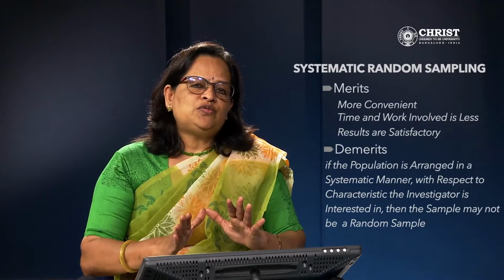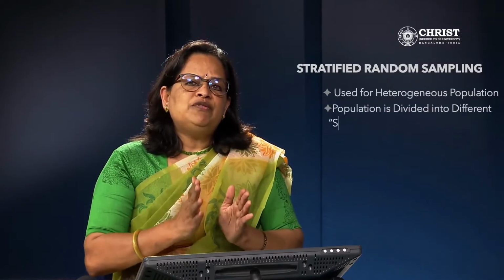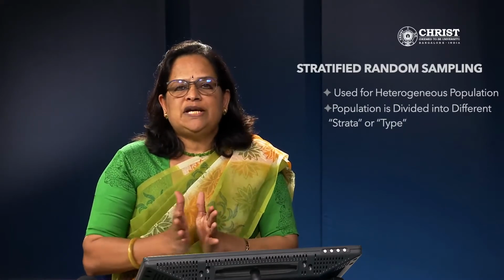Now, third method is stratified random sampling. In stratified random sampling, we have to remember that it is a heterogeneous population, a wide variety will be there in the population. See, for example, if you want to conduct a study about the food pattern or the food habits of Bangaloreans or people living in Delhi, any place, it will be a heterogeneous population. They will not be following a uniform pattern. So this population we have to divide into strata or types.